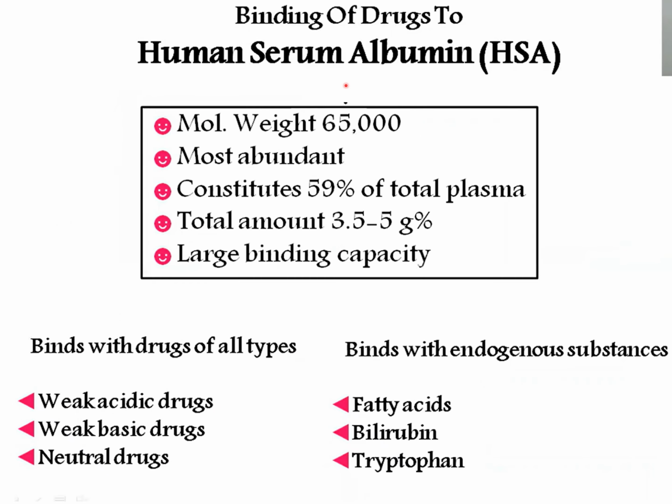So let's check different properties of albumin, as it is the most commonly found and most available blood protein. Its molecular weight is 65,000. It's the most abundant. It constitutes 59% of total plasma protein. So the total amount is 3.5 to 5 gram percent. It has a large binding capacity. Okay, almost all drugs will bind to albumin. So weakly acidic drugs, weakly basic drugs, neutral drugs, all drugs will bind with albumin.